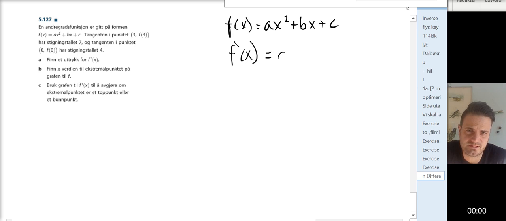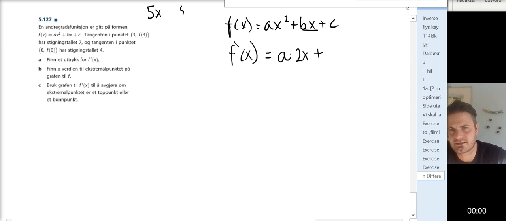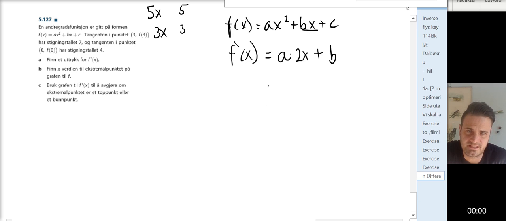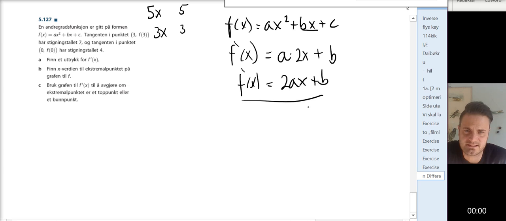I keep the constant a. a is just a constant here. Then I find the derivative of x squared, which is 2x. Then I find the derivative of bx, and remember, if I find the derivative of 5x, that is 5. The derivative of 3x is 3. So the derivative of b times x has to be b. And I just write this as 2ax plus b. So here's the derivative, like this.